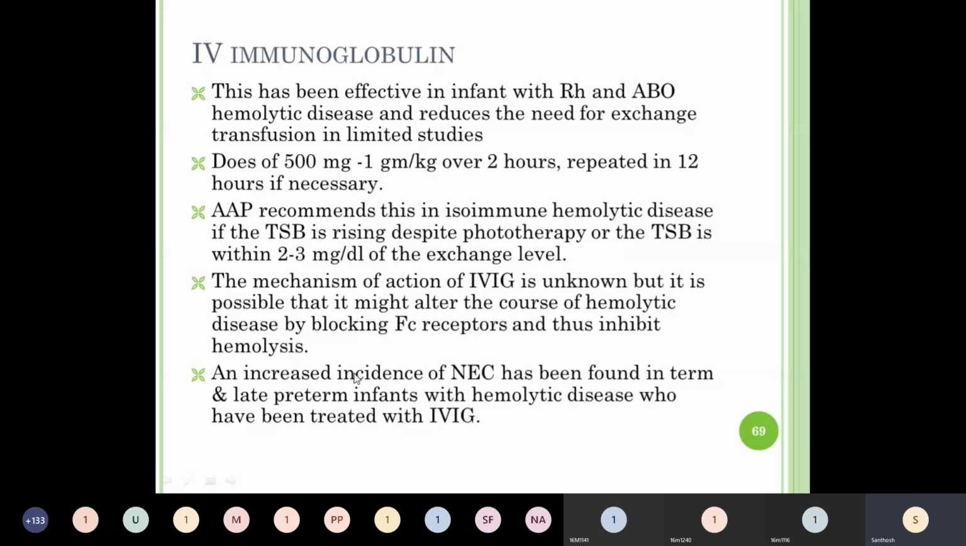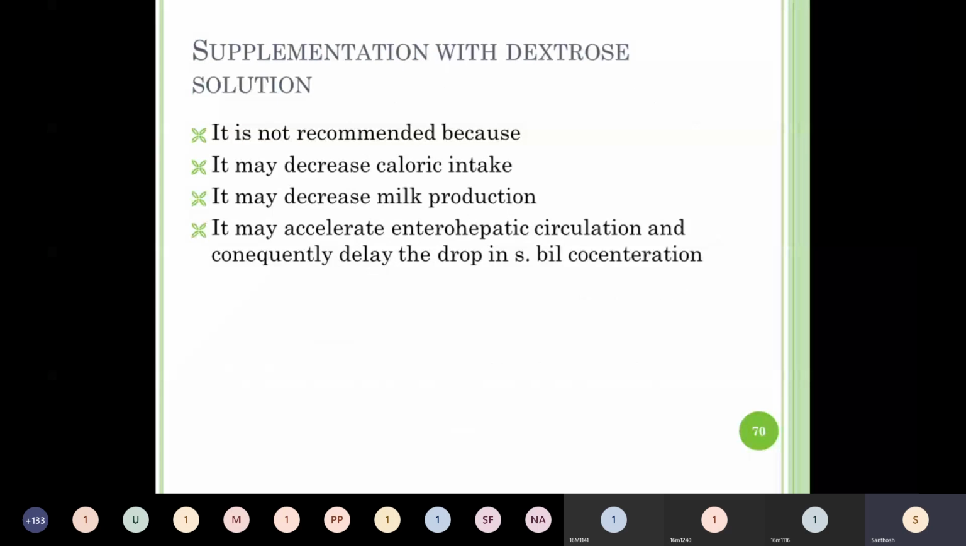Now there are a few studies which have quoted that when you give IV immunoglobulin, you have to watch for this. There is an increased incidence of necrotizing enterocolitis in term or late preterm infants who have been treated with IVIG. So a note of caution here.